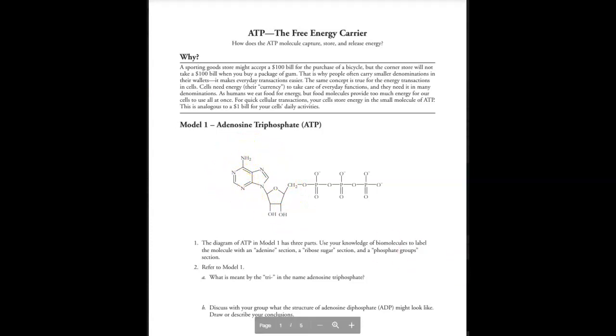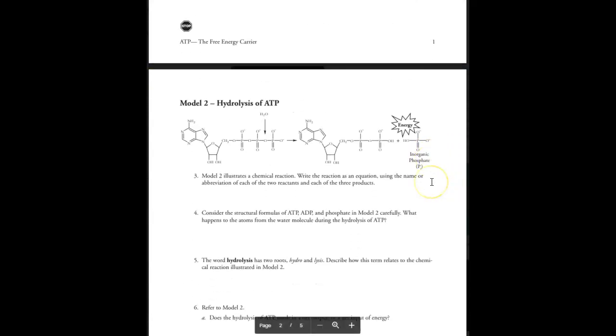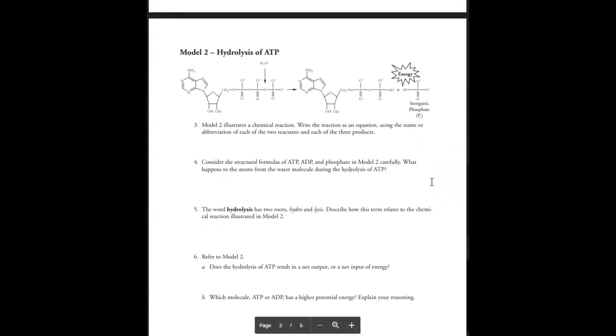What is meant by the tri in the name adenosine triphosphate? The tri means 3. Why? Because there are 3 phosphates. 1, 2, 3. What is the structure of ADP, adenosine diphosphate? If you know the prefix di means 2, then it should hopefully make sense that instead of having 3 phosphates here, you would just have 2 phosphates. Okay, next.